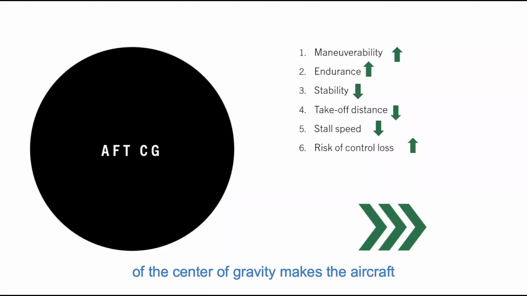Aft center of gravity makes the aircraft less stable in pitch, meaning the nose responds more quickly to control inputs or turbulence, which improves maneuverability but reduces stability. With the CG farther back, the elevator needs less effort to raise the nose, making rotation on takeoff and flaring during landing easier. But this also makes it easier to over-control the aircraft, especially at high speeds.